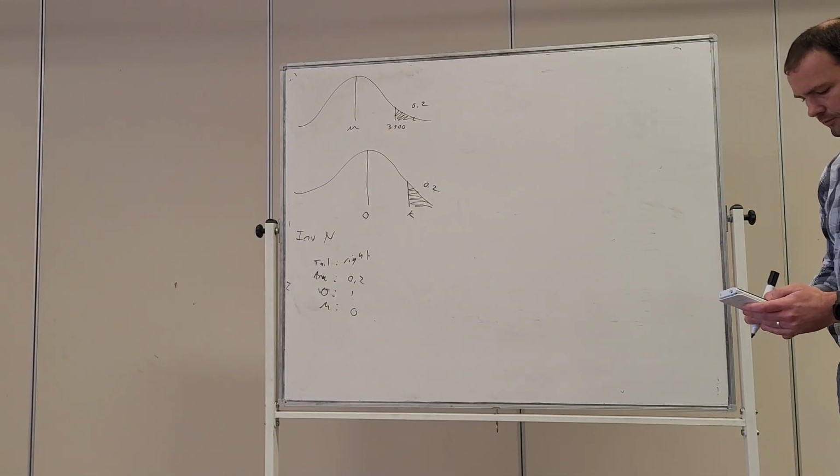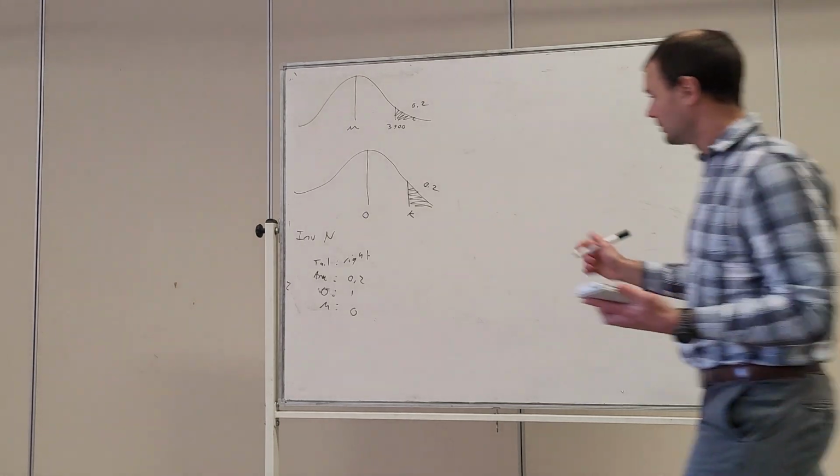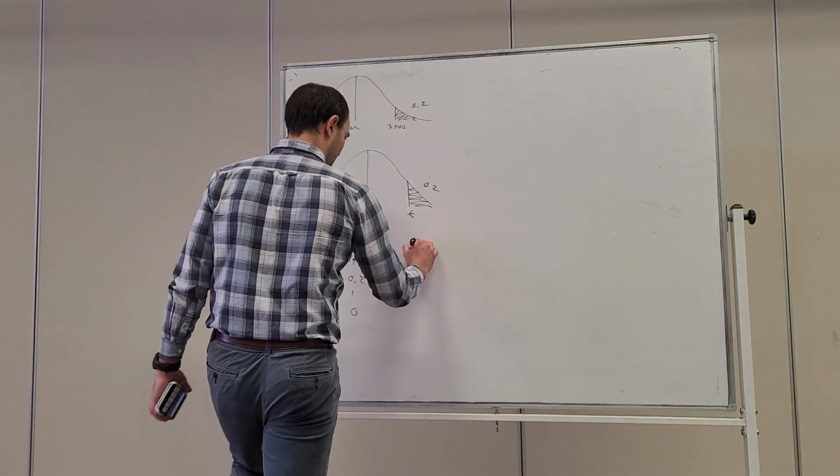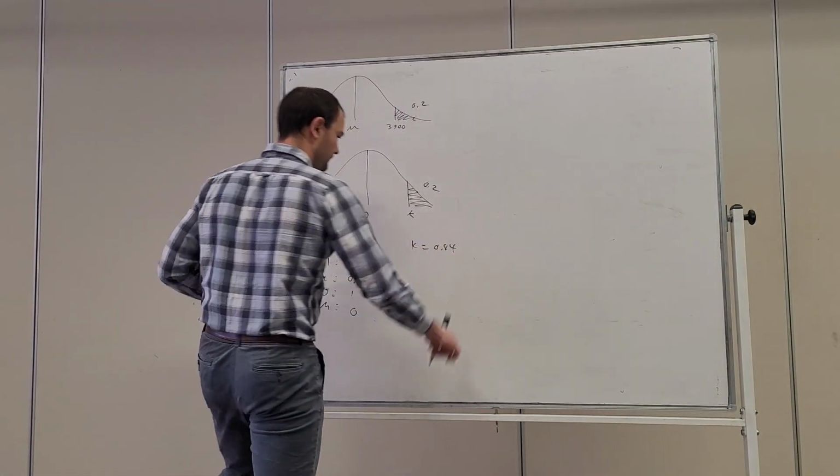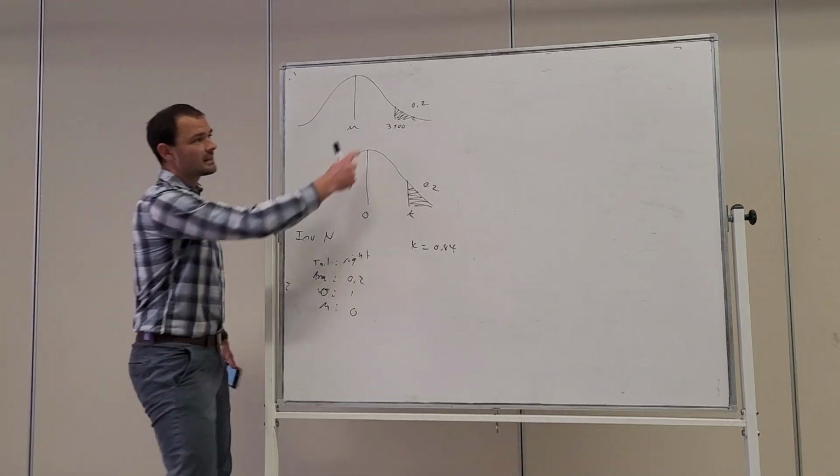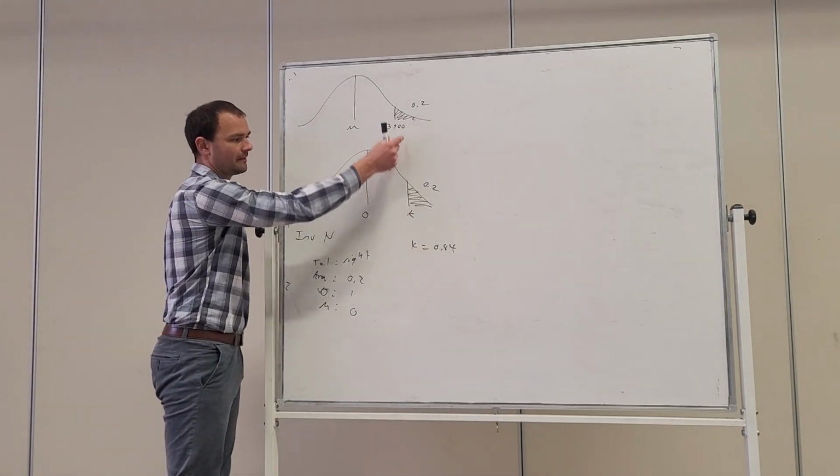So has anyone got it before me? 0.84. So we've got k is 0.84. All right, so this has a z-score of 0.84.